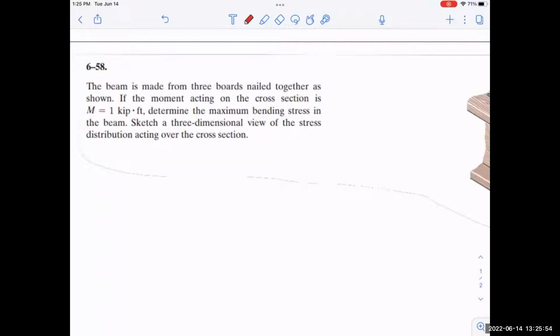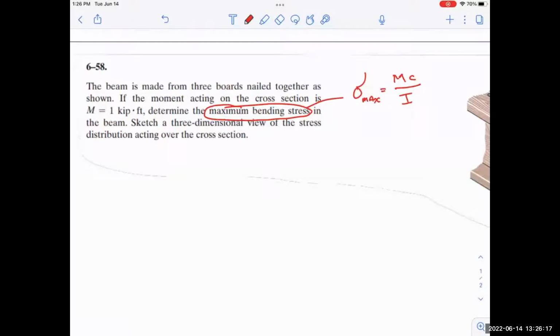So we want to determine the maximum bending stress. That's code for that formula I just showed you a minute ago, which needs the moment, I need the distance, and I need this I value. Those are my ingredients.